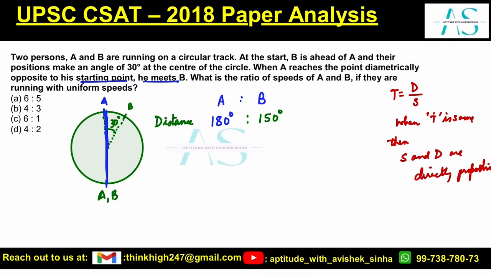Is the time the same? Yes, the time is the same. The time taken by A to travel 180 degrees is the same time taken by B to travel 150 degrees. So when time is the same, speed and distance are directly proportional, which means whatever the distance ratio is becomes the speed ratio. Distance ratio and speed ratio become the same. Now, what is asked? What is the ratio of speeds of A and B? Let's simplify this: 6 to 5. Option A is our correct fit.